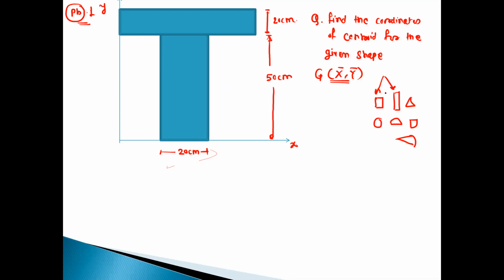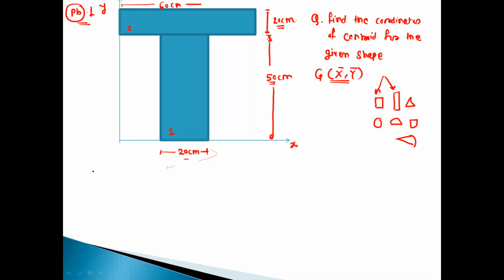So here we can divide the given shape into rectangles. First rectangle we can select. So this is the first rectangle. It has the dimension 50 and 20. And second rectangle we can select. So this dimension, this is 60 centimeter, having the dimension 60 by 20 centimeter.